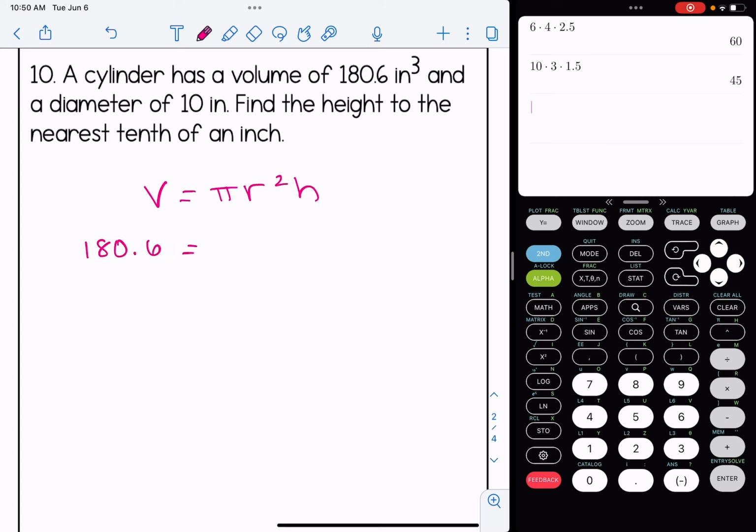So I know the volume is 180.6. I know the radius is 5, right? If the diameter is 10, the radius is 5, and I don't know the height, that's what we're looking for. So I have to do a little bit of algebra here to solve to get h by itself. So everything on the right-hand side, the pi, the 5 squared, the h, those are all being multiplied together. So if we have to undo that and get h by itself, we have to do some division. If you wanted to simplify the 5 squared to 25, by the way, that's completely fine.